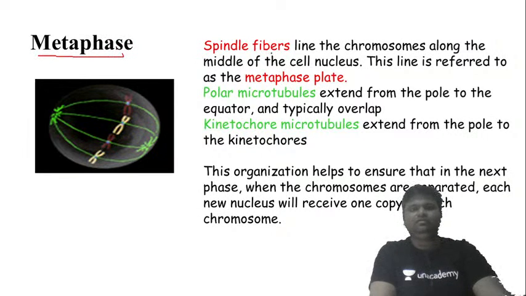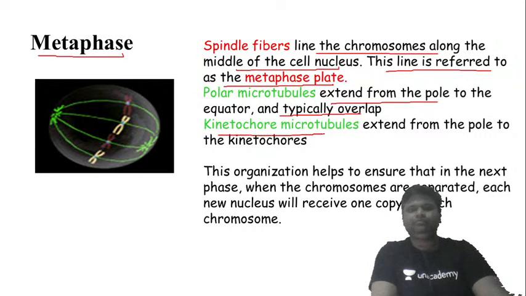Next comes the metaphase, where the spindle fibers line the chromosomes along the middle of the cell nucleus. This line is referred to as the metaphase plate. Polar microtubules extend from the pole to the equator, and typically they overlap. Kinetochore microtubules extend from pole to the kinetochore. This organization helps to ensure that in the next phase, when the cell's chromosomes are separated, each new nucleus will receive one copy of each chromosome.